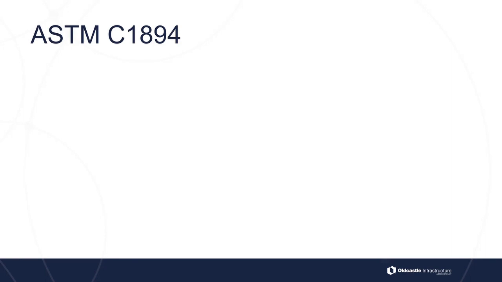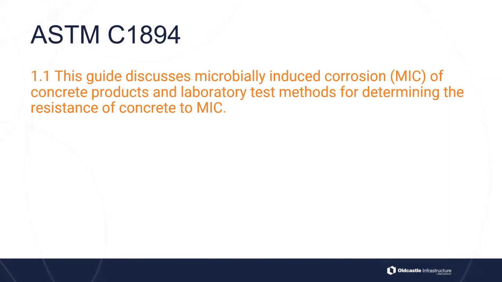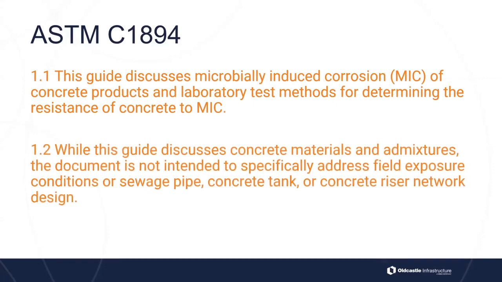So in ASTM C1894, I do want to point out that in section 1.1, this is what it says. This guide discusses microbial induced corrosion, MIC, of concrete products and laboratory test methods for determining the resistance of concrete to MIC. 1.2. While this guide discusses concrete materials and admixtures, the document is not intended to specifically address field exposure conditions of sewage pipe, concrete tank, or concrete riser network design. So, again, this is just a guide to talk about the tests. It doesn't necessarily show whether the additives work or not. It just talks about the tests that you can do to show whether the additives work or not.